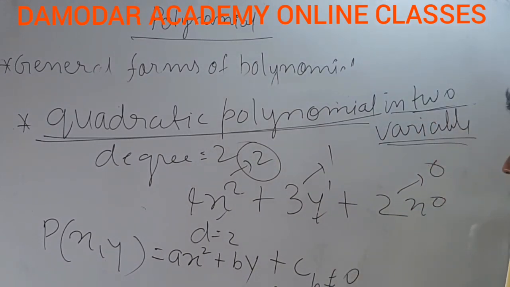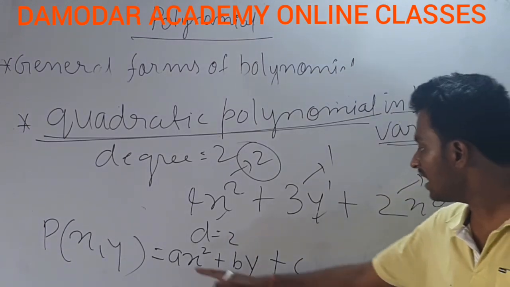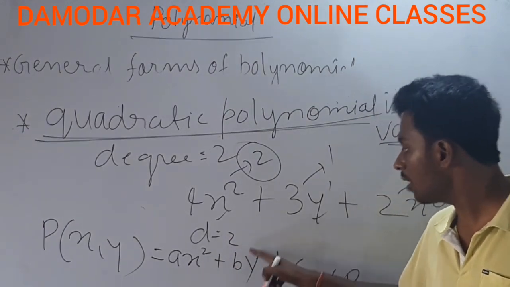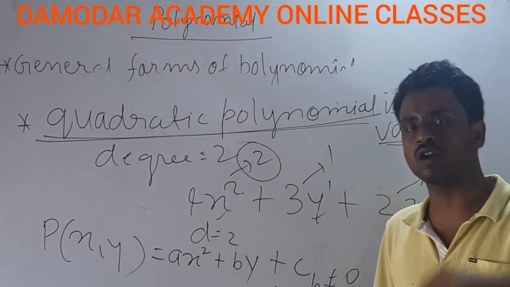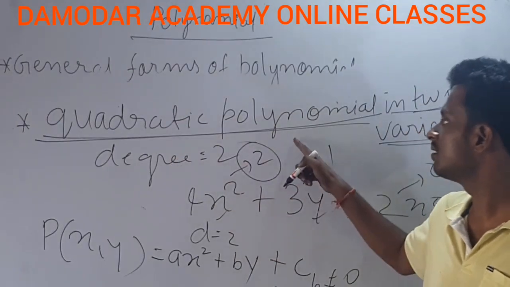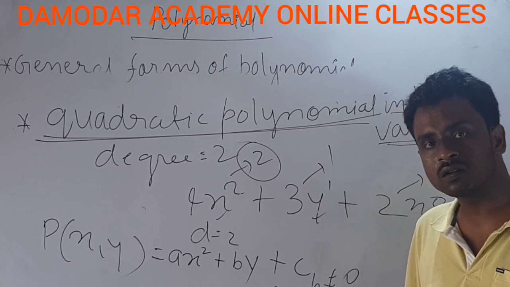Let's take the first condition. A is equal to 0. When a is equal to 0, then the degree of this polynomial is 1. Then it will get converted into a linear polynomial. Means it does not remain a quadratic polynomial. So a cannot be 0.